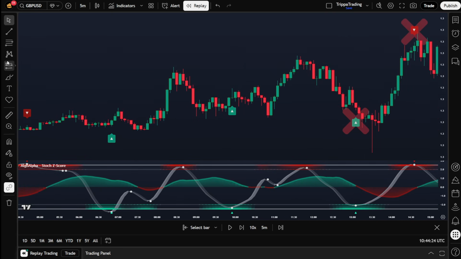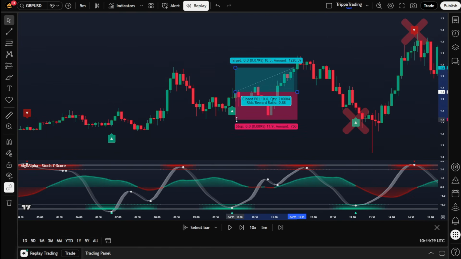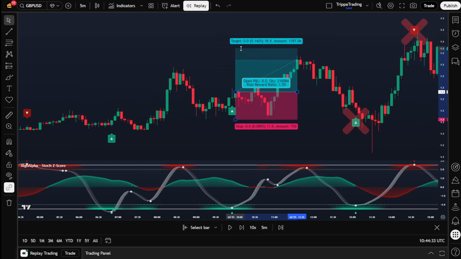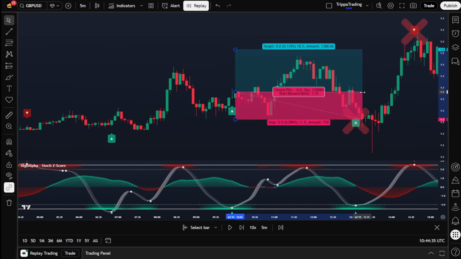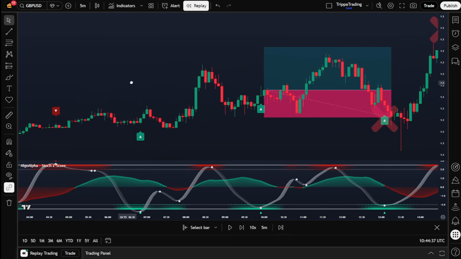Always remember, no indicator works alone. No setup wins every time, and risk management is what keeps you in the game. Test this on your own charts, replay it, and only trade what you fully understand.